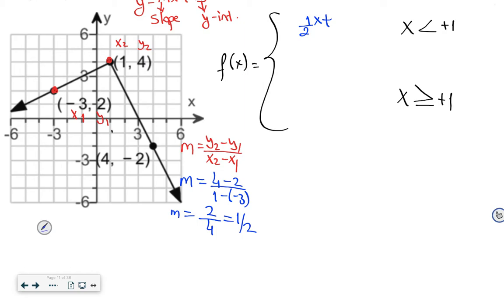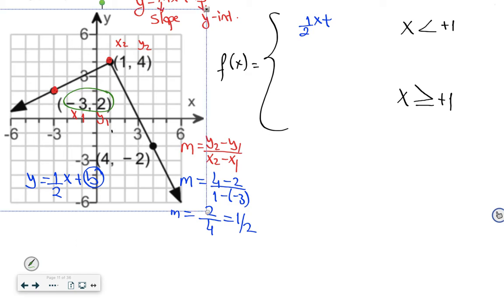How am I going to find the b? Your function is 1/2 x plus b, which is equal to y. To find the y-intercept, as I mentioned before, you can choose one of the coordinates located on the graph and substitute it into the function.